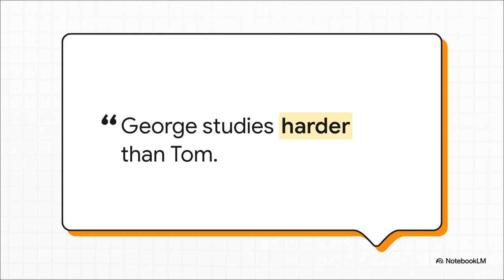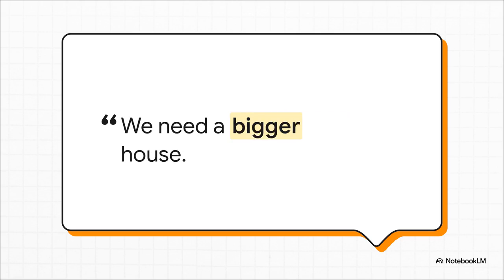Here we go. This is that classic A versus B comparison we were just talking about. You've got George versus Tom, and that one word, harder, is what draws the line between them. And here's a little tip. That word than is almost always a dead giveaway that you're in comparative territory. Okay, now this one's a little more subtle because the comparison isn't always spelled out for you. When you say you need a bigger house, what are you comparing it to? You're comparing the house you want to the house you currently have. So it's a comparison between what is and what could be.